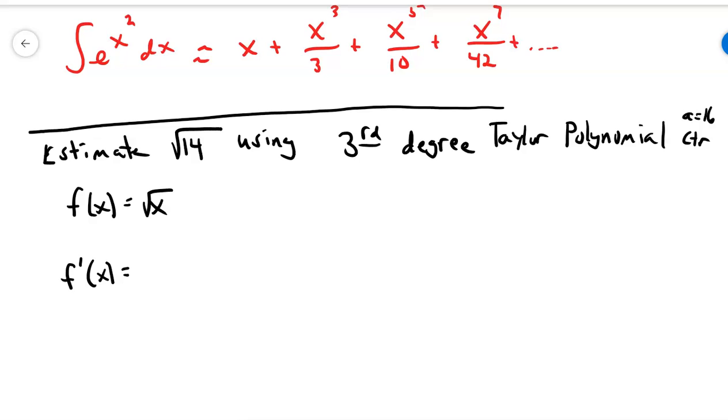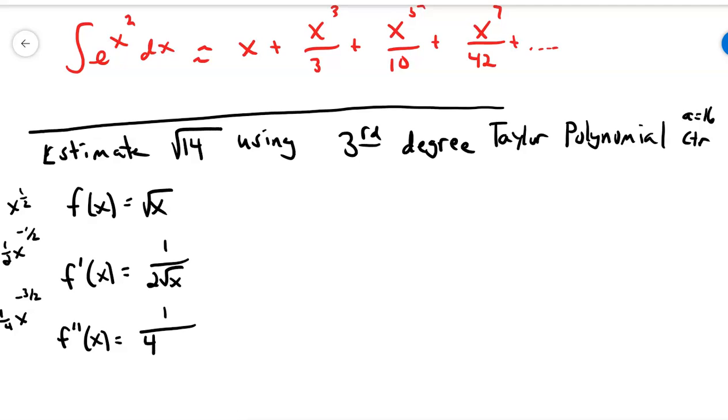So if that's x to the 1/2, then the derivative is 1/2 x to the negative 1/2, which I can write as 1 over 2 square root of x. Okay. F double prime of x will then be the derivative of that. So it'll be positive 1/4 x to the negative 3/2. So I'll get 1 over 4 x to the 3/2, which is the same as x to the 1 and a half. So let's leave it like that.